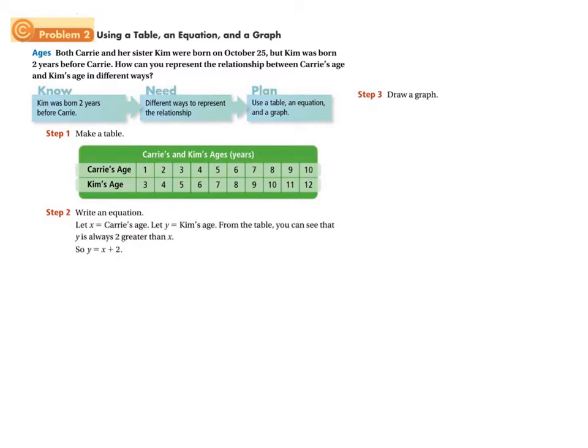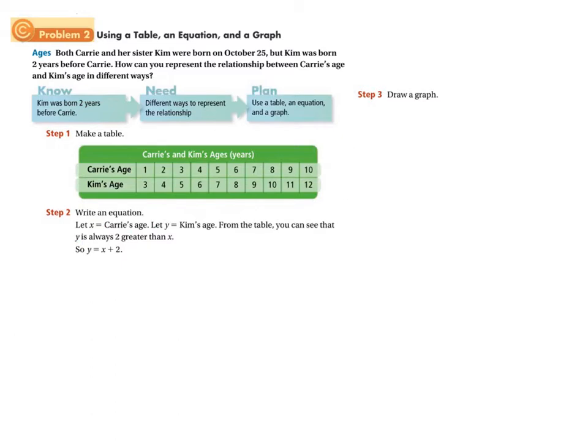And what does the equation look like? Well, we're going to say, okay, if x is Carrie's age, and remember, Kim is older, so we're going to get Kim's age, we would say, okay, let's make that a different variable. That's y. And you can see that y, Kim's age, is always 2 more than Carrie's age. So if you take whatever age Carrie is, x, and you add 2 to it, you're going to find out what Kim's age is exactly.